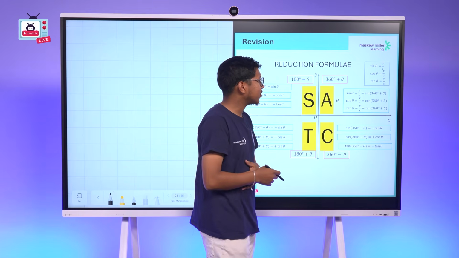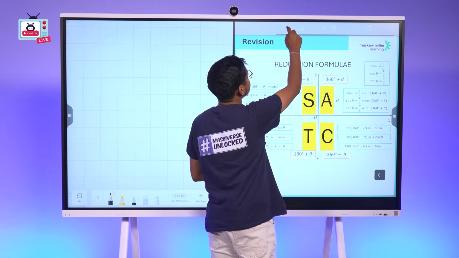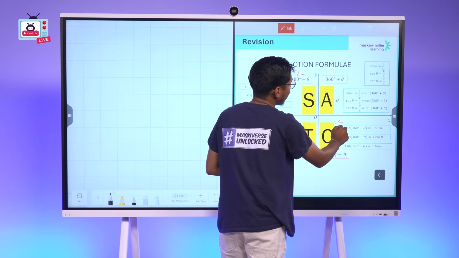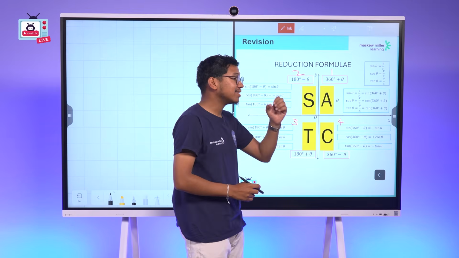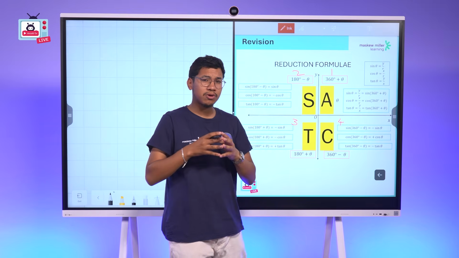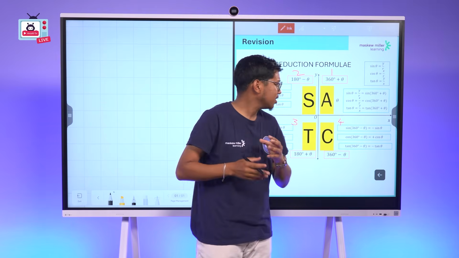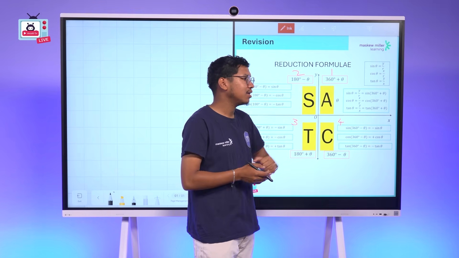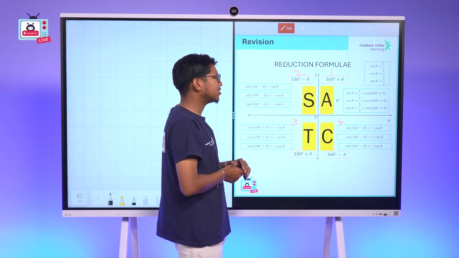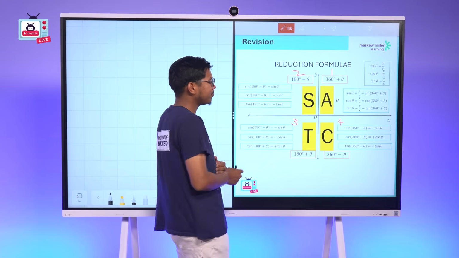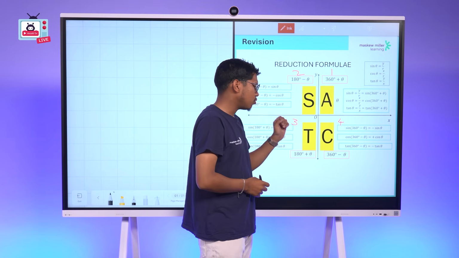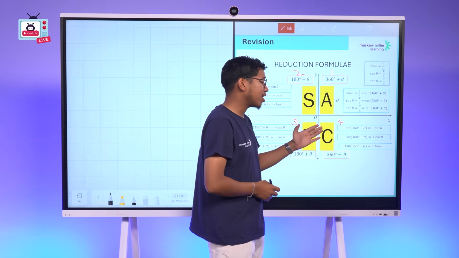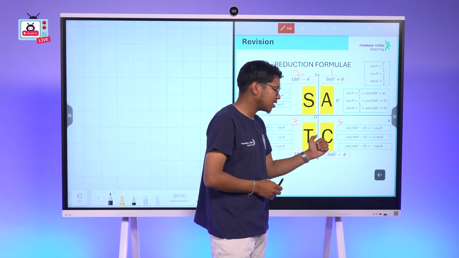All we must know is that we have 4 quadrants: quadrant 1, quadrant 2, quadrant 3, and quadrant 4. The reason why ASTC is highlighted in yellow is to tell you in which quadrants those trig ratios are positive. In the first quadrant, all is positive, and here we will use 360 plus the angle. In quadrant 2, sine is positive, so we have 180 minus the angle. In quadrant 3, we have tan, where it's 180 plus the angle, and in quadrant 4 is where cos is positive, and there we have 360 degrees minus the angle.